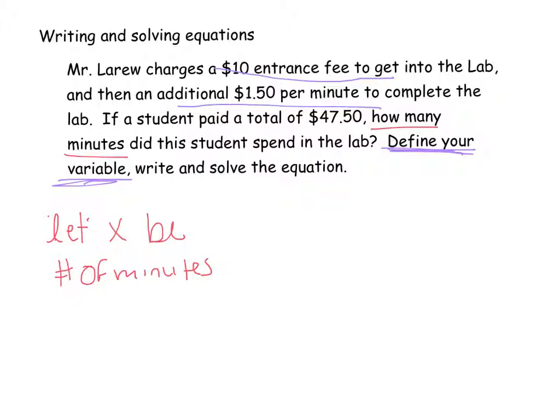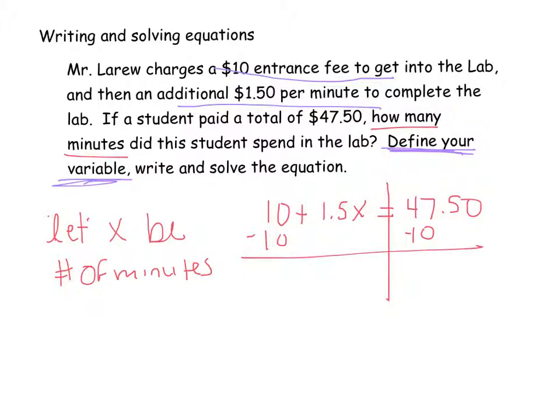And then you can write your equation. So we started with $10 and we added to that $1.50 for every minute that we are in the lab, which again, we don't know how many minutes, that's what we're looking for. And our total bill was $47.50. And then we can start solving for x. So we have to subtract 10. So now we have the 150x equals 3750, and divide by 1.5.